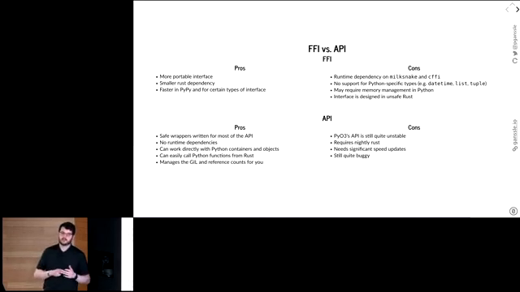But if you do decide to use Rust, should you use the FFI or the API? Well, the pros and cons here are if you're using FFI, you get that portable interface we talked about. It also has a smaller Rust dependency. PyO3 brings in all these bindings and stuff to the C API. With the FFI, you have almost no dependency. It's basically just whatever Rust you write.